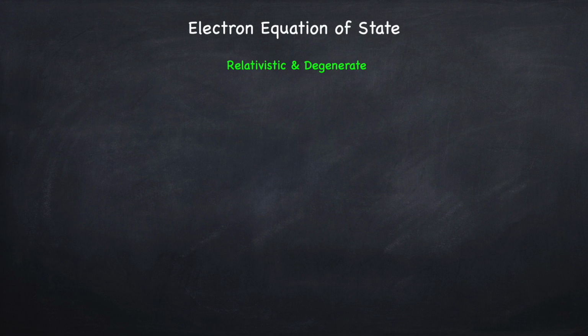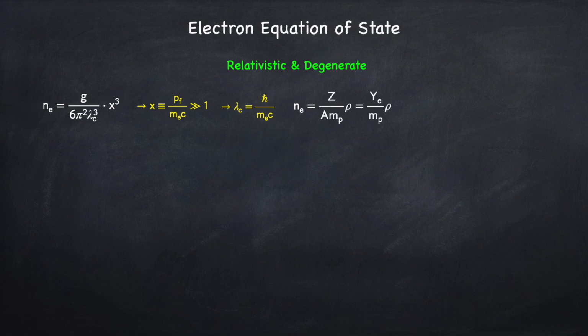We already know what the number density of electrons is for degenerate matter, and that will be related to the mass density in the following way. So here, rho is the mass density, m_p is the mass of a proton, A is the atomic number, meaning the average number of nucleons per nucleus, and Z is the average charge of a nucleus, meaning the average number of electrons per nucleus. So rho over A m_p is the number density of nuclei, and we multiply by Z to get the number of electrons per nucleus.